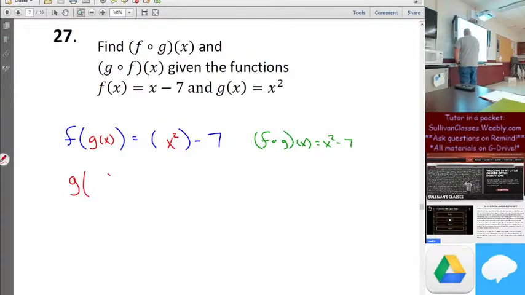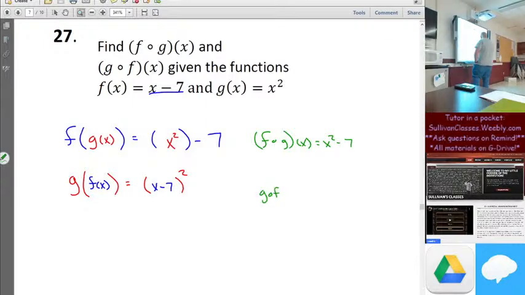Now g of f. G is thing squared. That thing is now f of x. F of x is x minus 7. So g of f of x is x squared minus 14x plus 49, once I square it out.